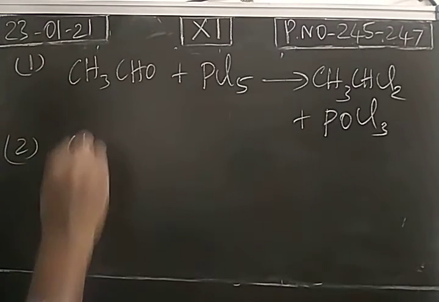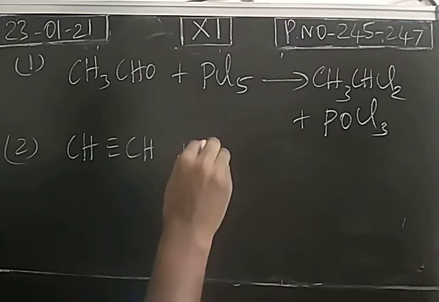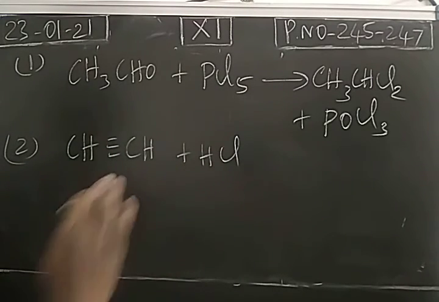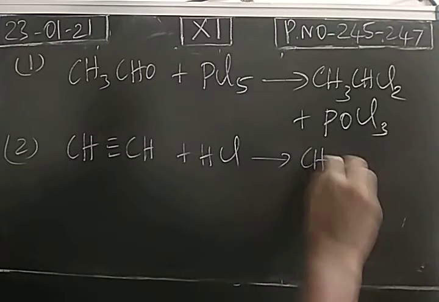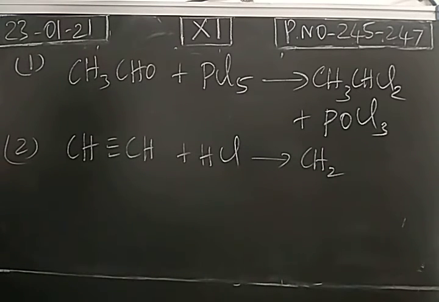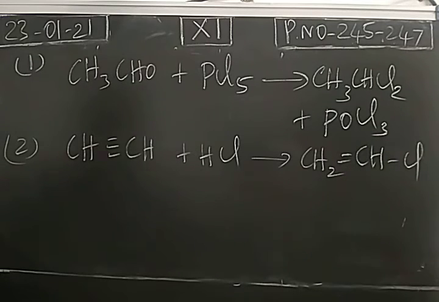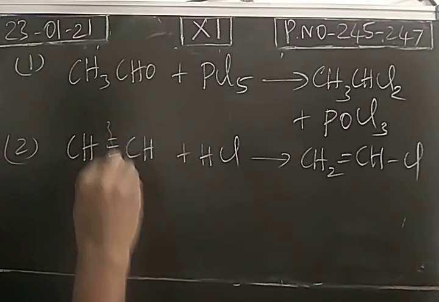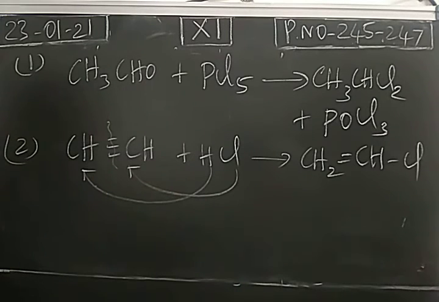Next method, treating alkynes with hydrogen halide. You can take the simplest alkyne, ethyne, common name acetylene, which is treated with hydrogen halide. First, an addition reaction will take place, so we will get vinyl chloride. Right. The triple bond will be broken. We will get vinyl chloride.